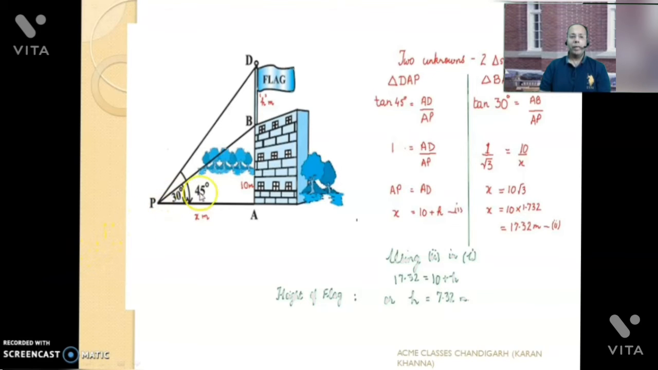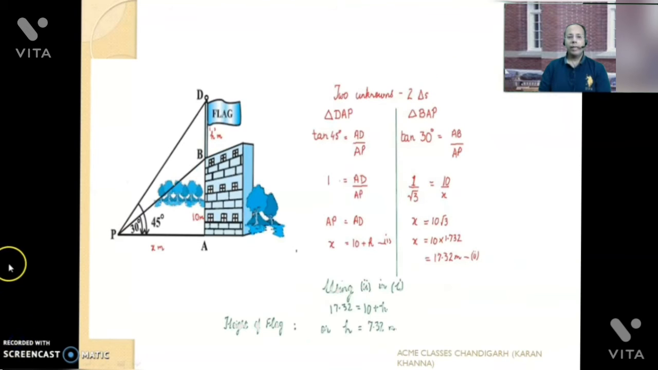One triangle is PAB and the other triangle is PAD. Mind you, in trigonometry we only deal with right angle triangles, so we will not consider triangle BPD at all. Like I said before, two unknowns means two triangles. The two triangles that I will pick for solving this question are DAP and BAP.